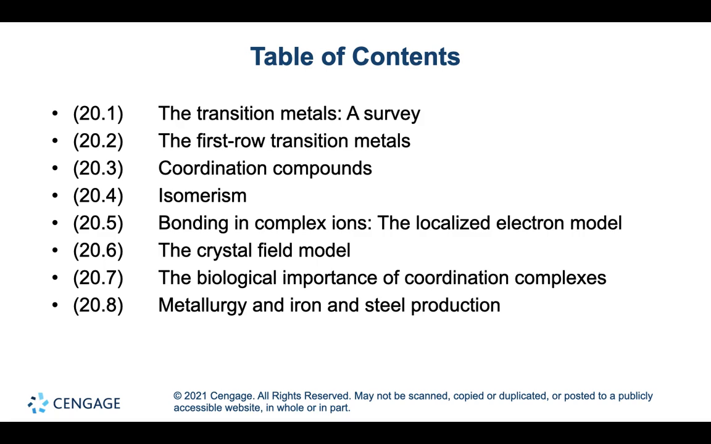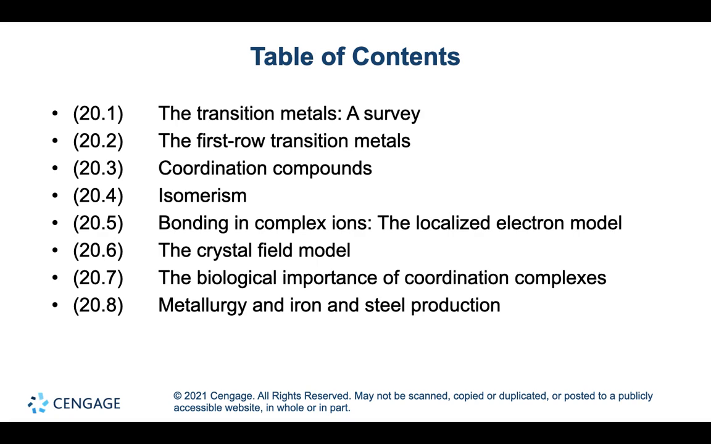So these are the 8 sections. First, we'll survey the transition metals. Then we'll look at the first row of the transition metals as an example. We'll look at what coordination compounds are, and how they can form different kinds of isomers.